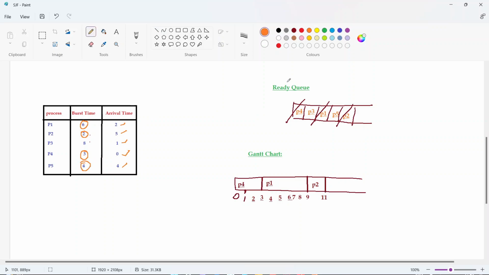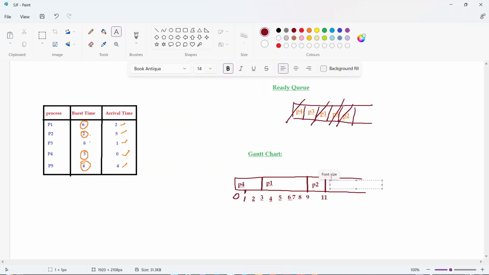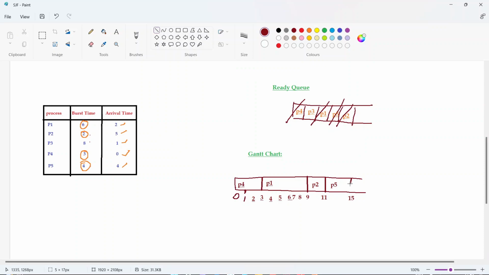Okay, 4 seconds. So let us add that one to our Gantt chart. P5. Okay, how many seconds does it have to execute? 4 seconds, right? So 11 plus 4, which is equal to 15. So let me represent 15 here. So that much of time the CPU will be executing P5.